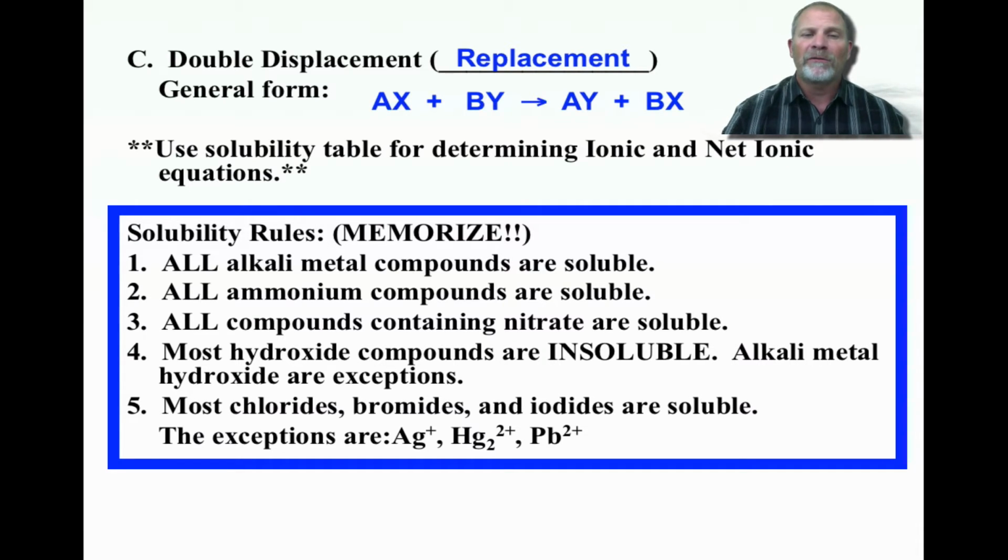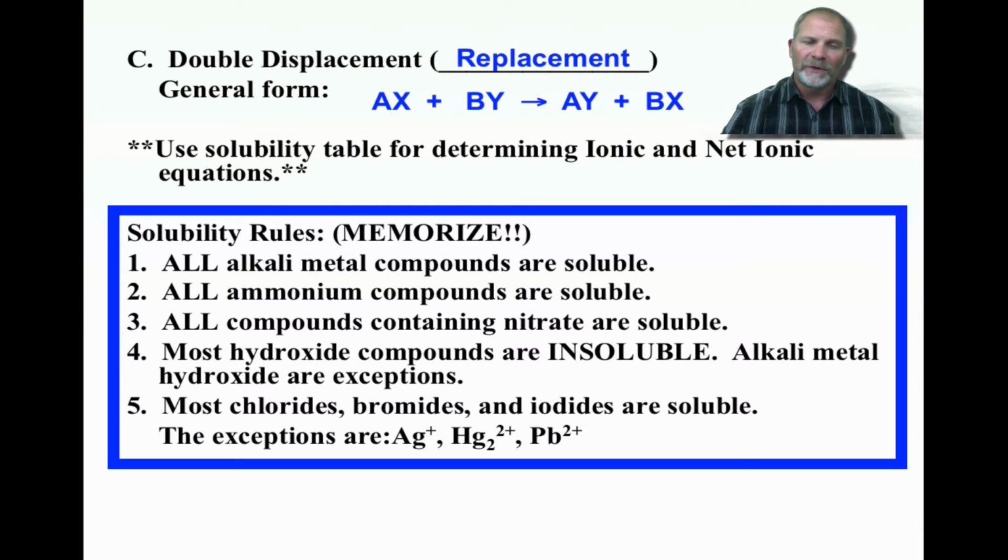First of all, alkali metal compounds are soluble. That's anything in group 1. All group 1 are soluble. Ammonium is soluble. All compounds containing nitrate are soluble. So nitrates are soluble. Most hydroxide compounds are insoluble. Alkali metals bound to hydroxides, like sodium hydroxide, are an exception. And most chlorides, bromides, and iodides are soluble except when there is silver, mercury 1, or lead 2.